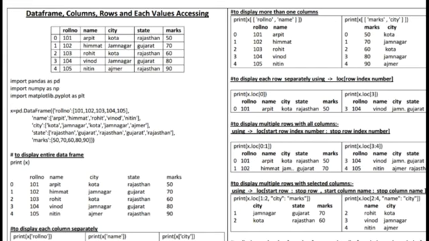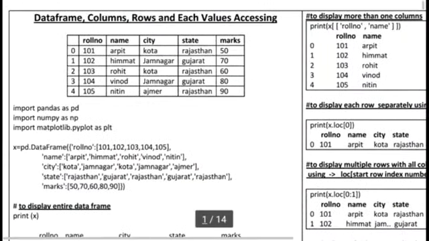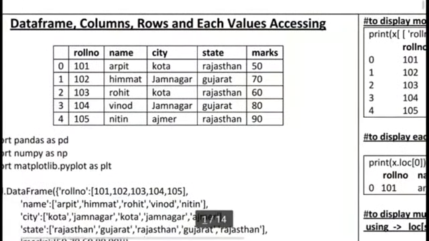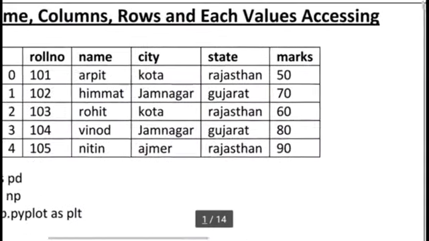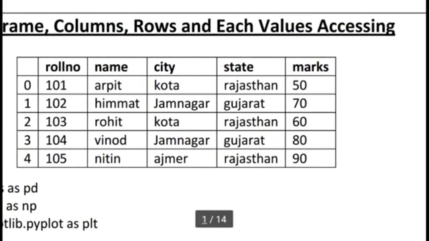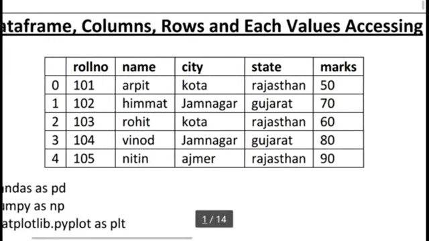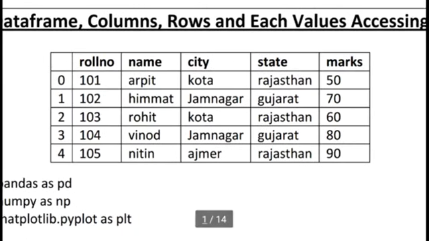You can see here I have a table. In this table there are several columns: roll number, name, city, state and marks. We already know these column names will become our keys in a dictionary, to access each set of values by using these keys. And you can see 0, 1, 2, 3, 4. These are our rows.